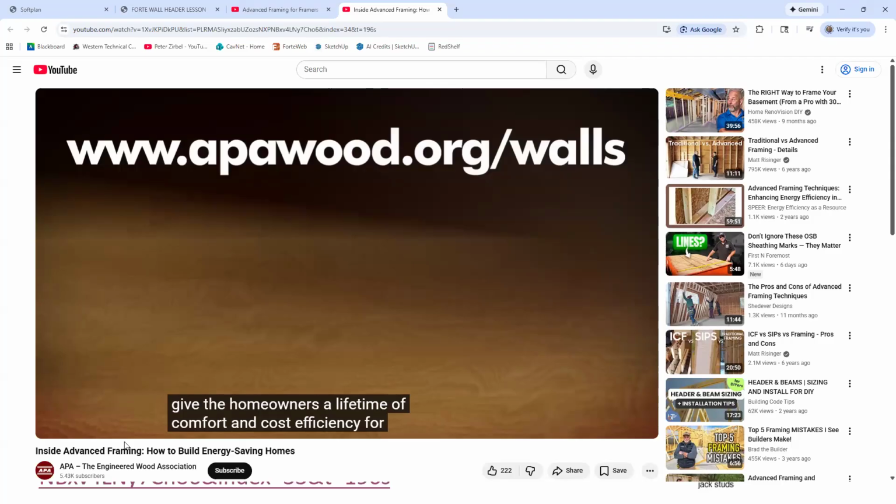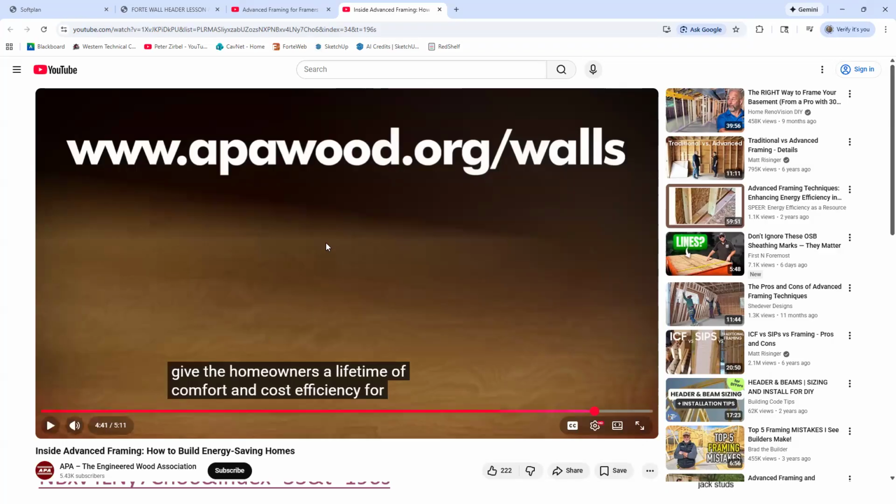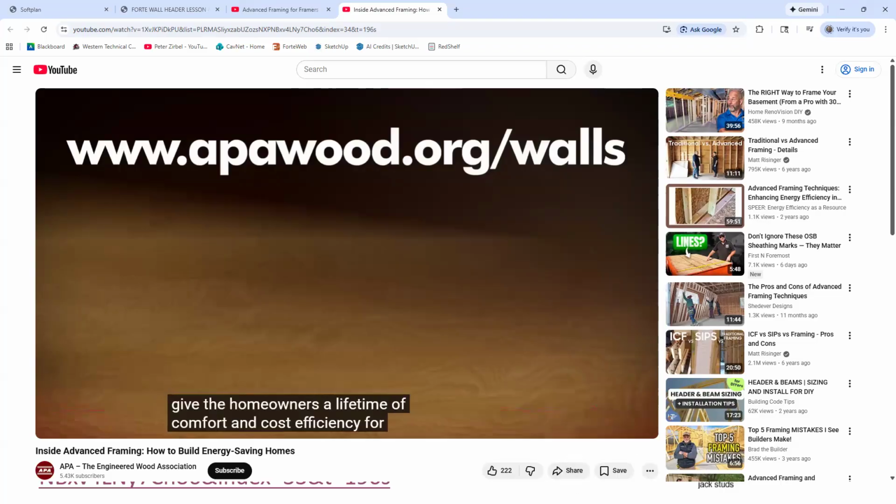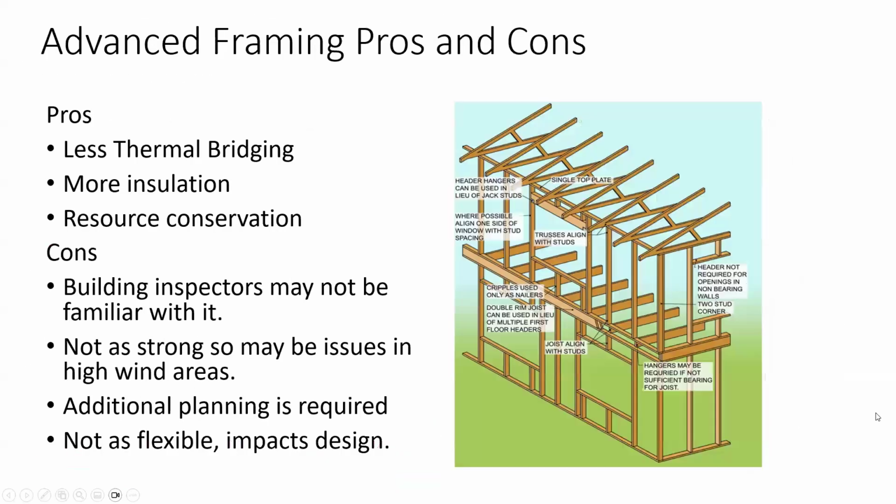So from an energy standpoint it seems to make sense. And I guess my point is that if energy gets very expensive, you'll probably see more of it. But if energy doesn't get more expensive, I think it'll be very slow, in your lifetime, it'll slowly go up to 24 inches on center. So I'm not against it at all. The only thing I'm against is the double top plate, as I probably told you ad nauseum here. Okay, so let's keep going.